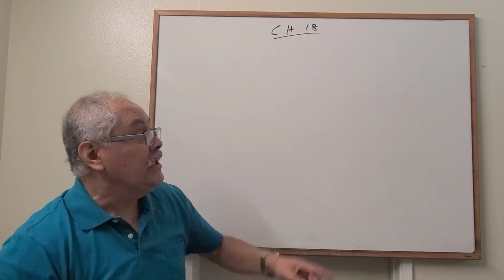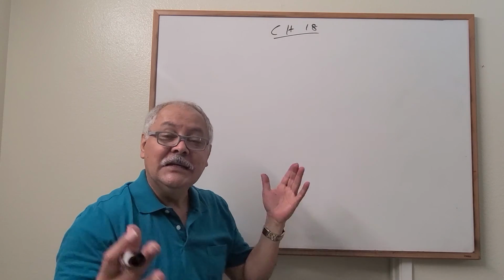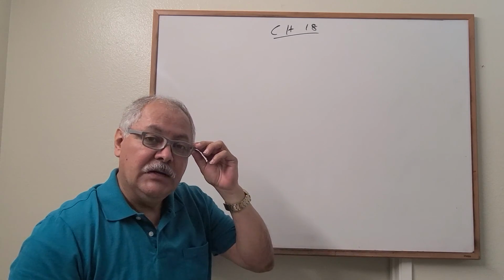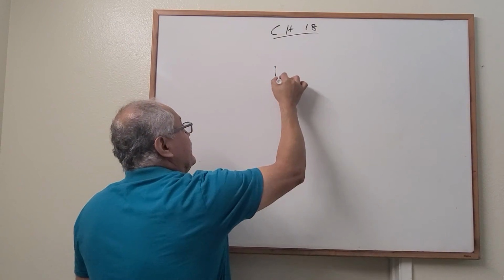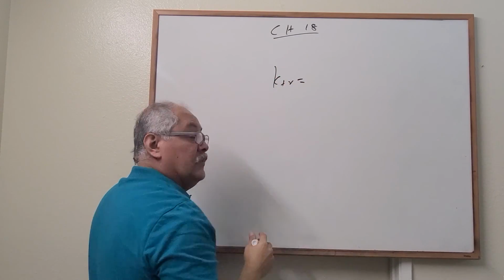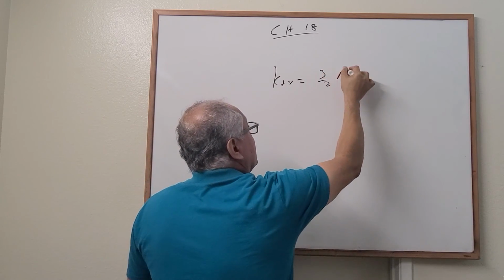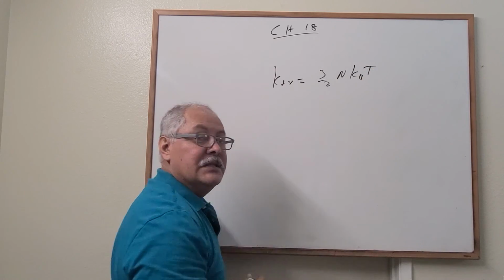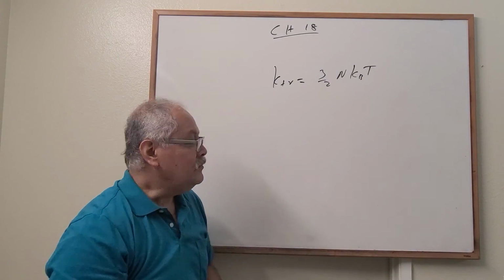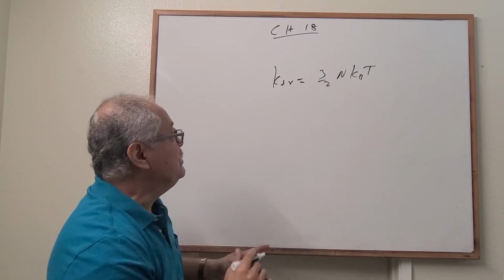Okay, let's continue in chapter 18. This is part 2. The last topic that we covered in chapter 18, for video 1, was that the translational energy for a monatomic gas is equal to 3/2 times the number of particles times the Boltzmann constant times the absolute temperature. Now, let's see what happens when we work with this translational energy.